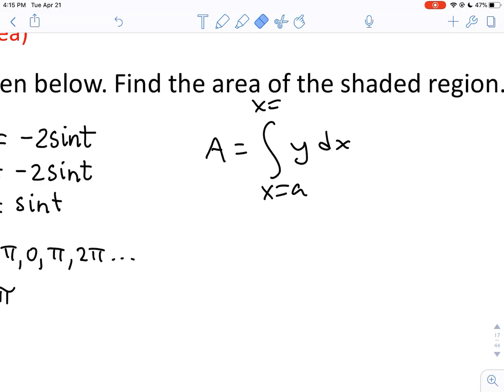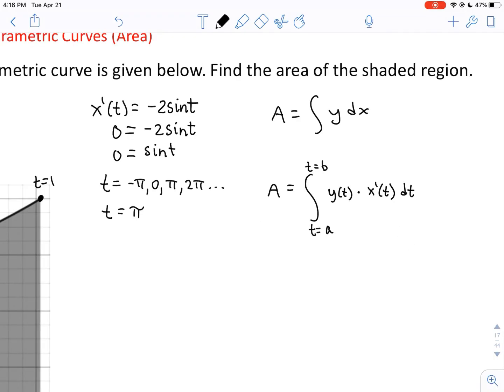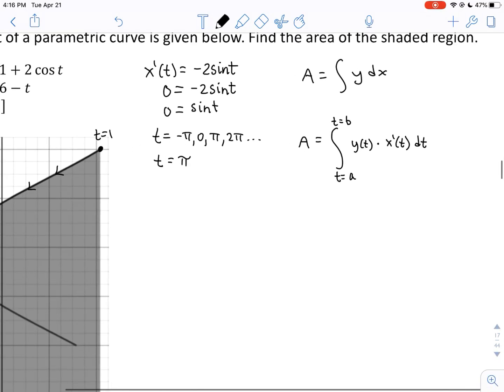This formula simply gets adapted to be calculated in terms of t. So it's going to wind up being an integral from t equals a to t equals b, and not the same as those a's and b's. Let's just leave that off. Here's our general structure. You replace the y with y of t, but dx is the derivative of x, so you replace that with x prime of t and then dt. So here's your basic approach for finding area, although it's going to be problematic in this case for a reason that we'll see here in just a moment.